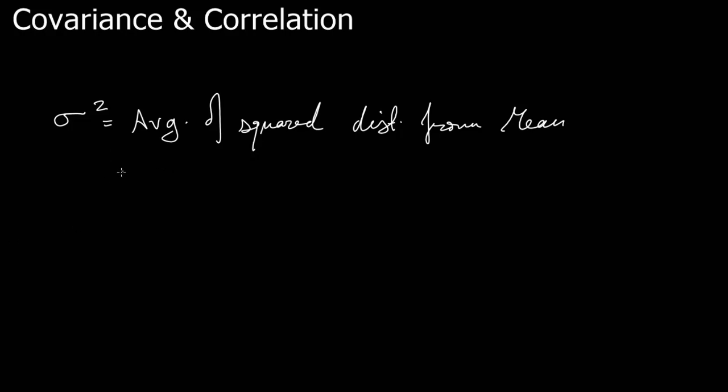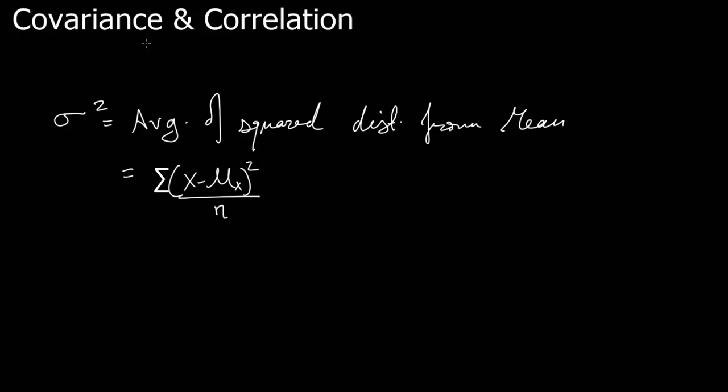The formula for variance is the sum of squared differences divided by n, the total number of samples, where mu x is the mean of the data and x is the instance element. So now what is covariance?